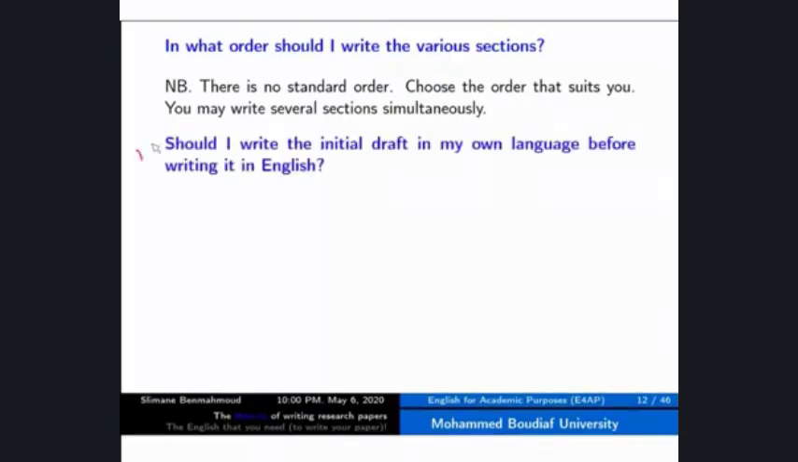Okay. Another question. Should I write the initial draft in my own language before writing it in English? Which is also a frequently asked question, right? Okay, great.